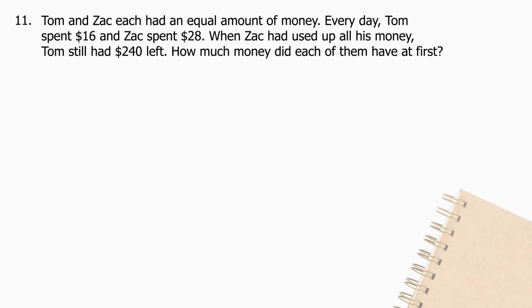Question 11. Tom and Zach each had an equal amount of money. Every day, Tom spent $16, and Zach spent $28. When Zach had used up all his money, Tom still had $240 left. How much money did each of them have at first?